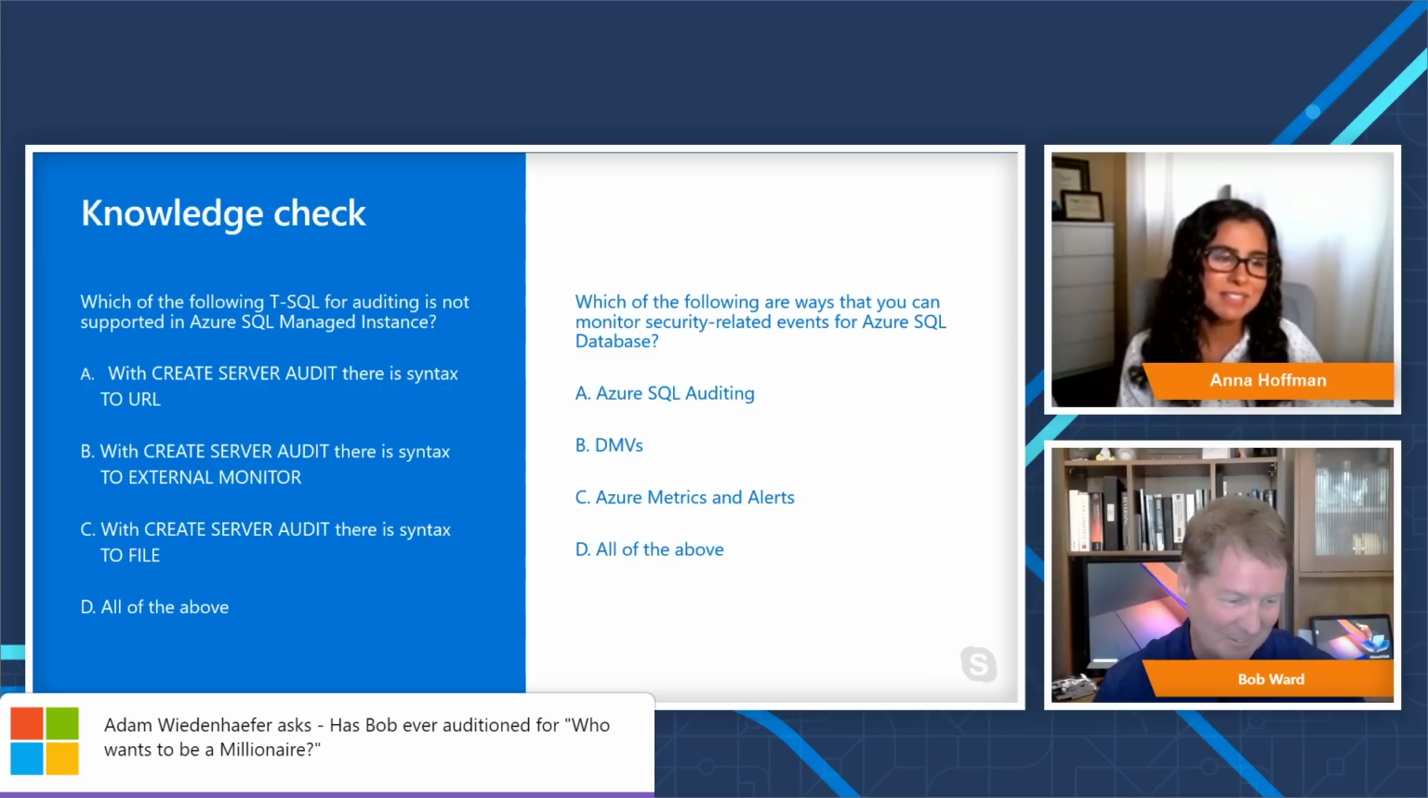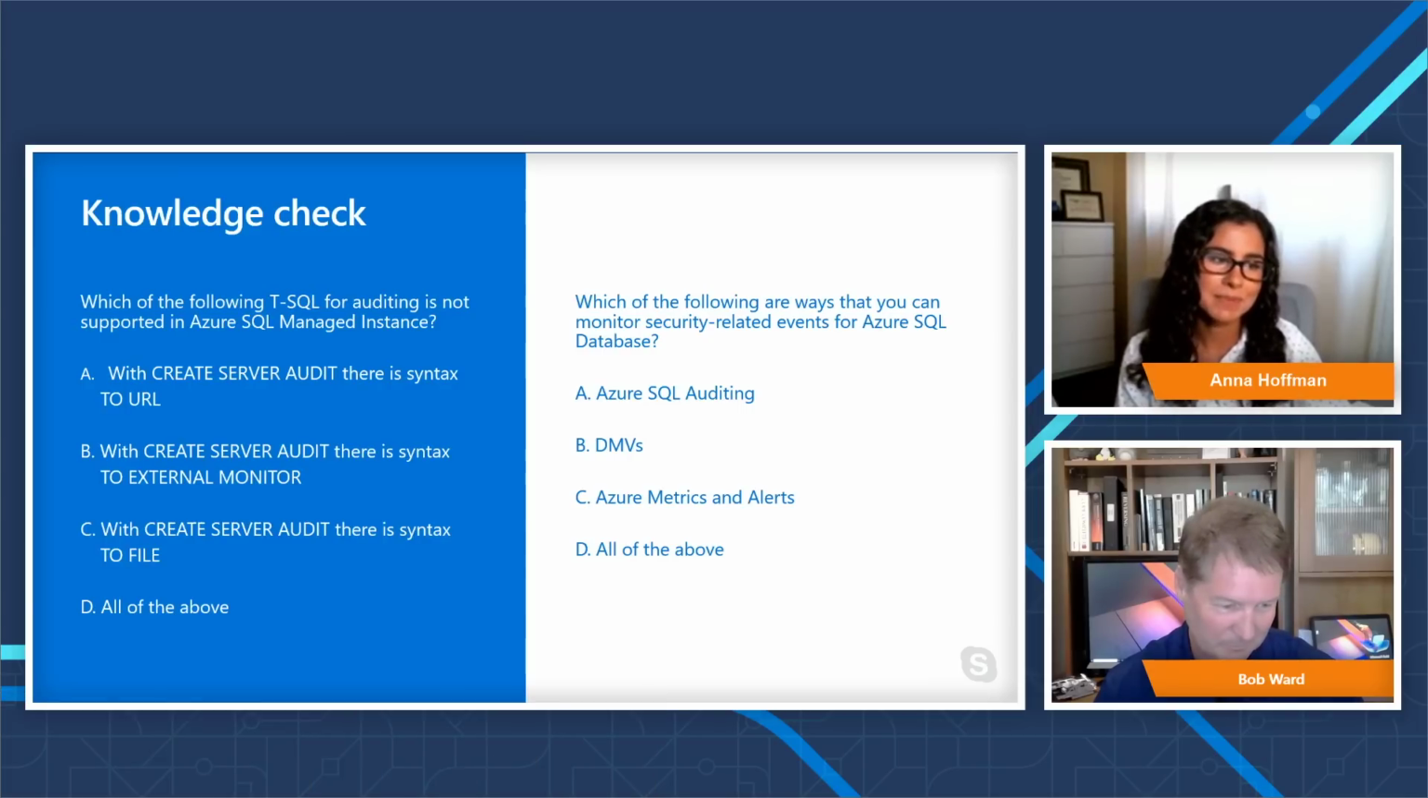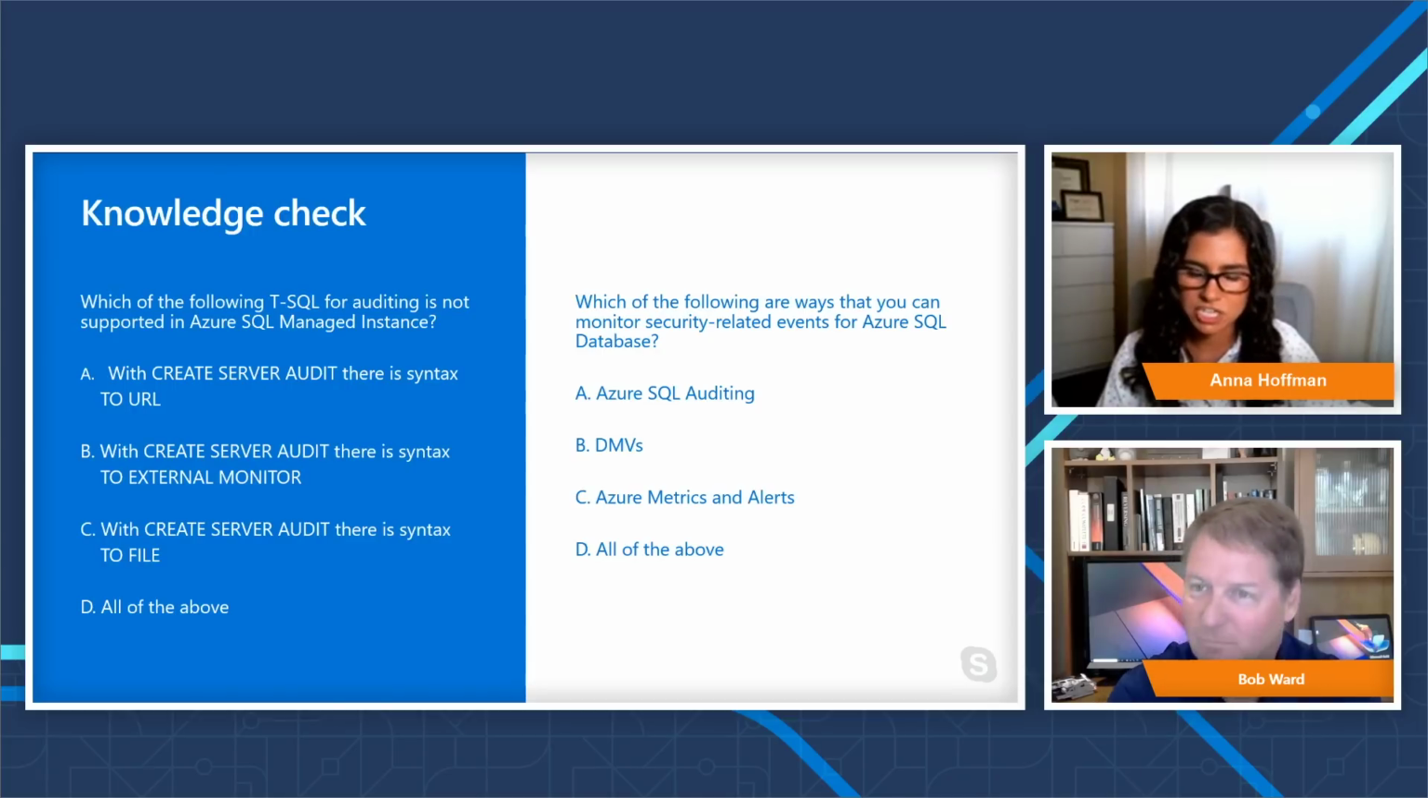Thanks, Adam. So as we look at the knowledge check and we wrap up this unit, I wanted to ask which of the following T-SQL for auditing is not supported in Azure SQL Managed Instance. There you go with those not questions again. Good grief. And then the second question is, which of the following are ways that you can monitor security-related events for Azure SQL Database? So go ahead and put those answers in the chat.